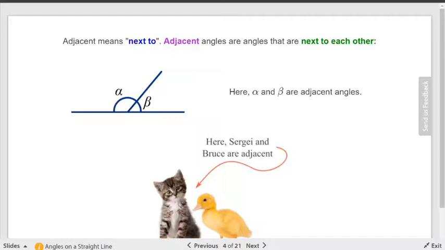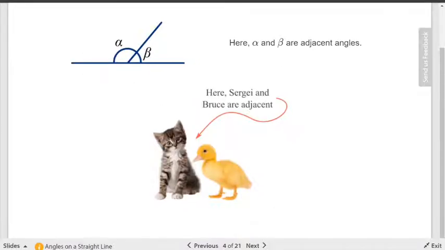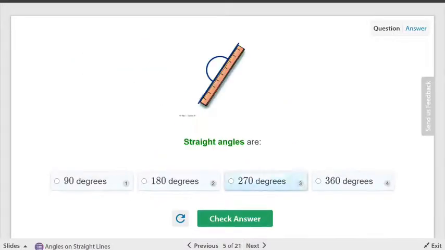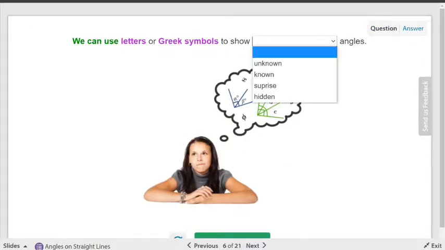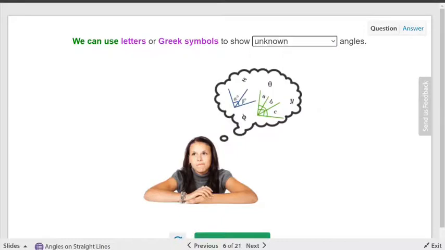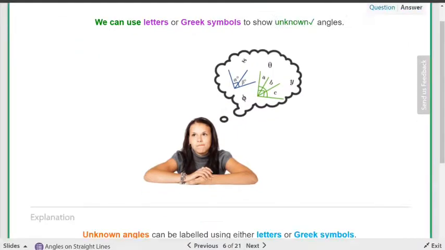So, what does the word adjacent mean? Next to or side by side. Good. Adjacent angles are angles that are next to each other. So here, angle alpha and angle beta are adjacent. Straight angles are how many degrees? 180. Excellent. We use Greek letters or Greek symbols to show what? Unknown angles. Good job.